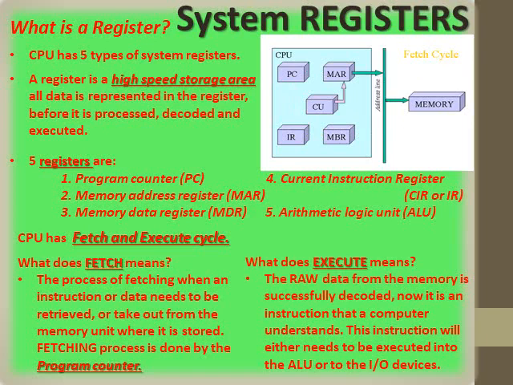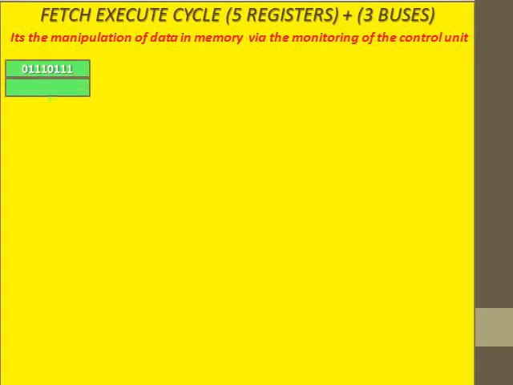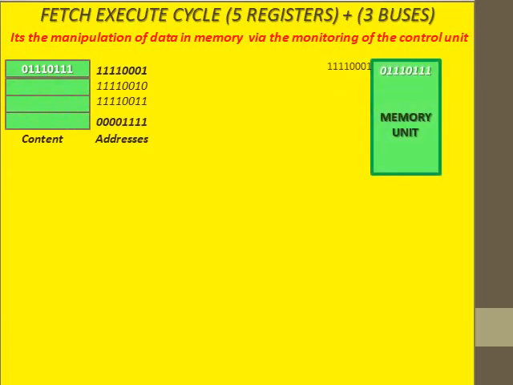What does the term execute mean? The process of execution is that data from the memory is successfully decoded, which means from raw data, it now becomes decoded data, an instruction a computer understands. This instruction will either need to be executed in the ALU, or sent to the output devices. Let's elaborate this procedure further. Let's take several examples, for a clear illustration about the fetch and execute cycle, in this slide. An illustration of how the 5 registers are used during the fetch and execute cycle in the CPU.